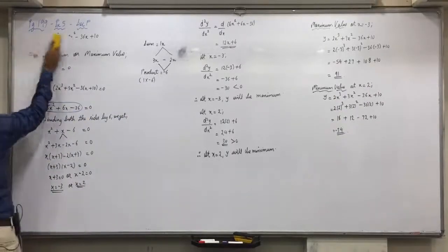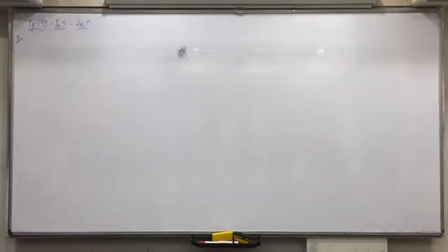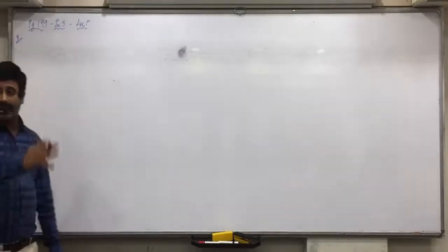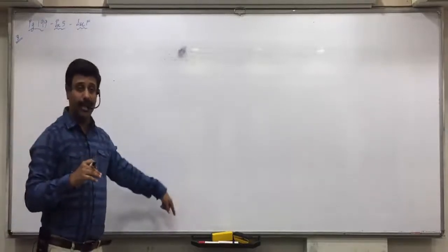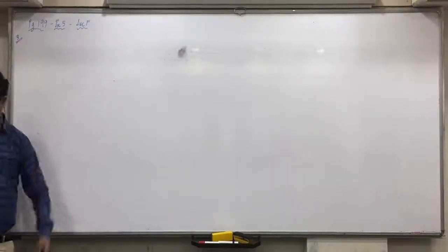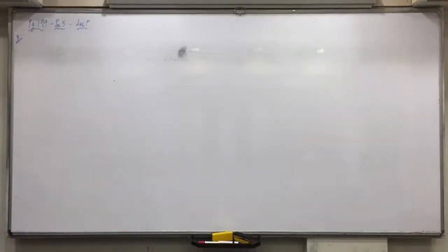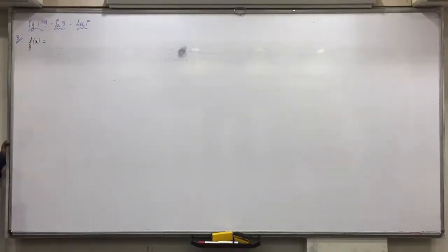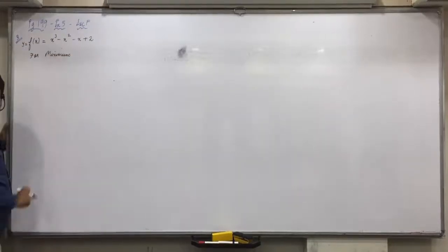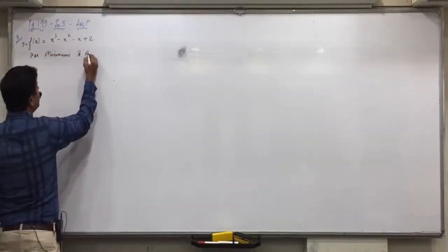Look at question 3. Yes, be attentive now. Question 3 again same. They have asked you to find the maximum and minimum values, but the entire procedure is to be done, because you cannot find maximum and minimum values without finding those values of x. So the same procedure completely is to be done. Find the maximum and minimum values of f(x) equals x cube minus x square minus x plus 2. Now write down for minimum and maximum value.